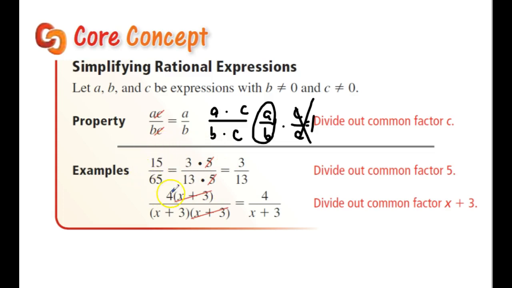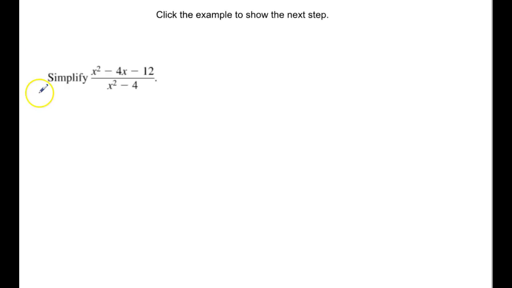We can use this when we're talking about numbers, which we've been doing in math your whole life: I can divide out the common factor. In this first example, my common factor is 5, so I end up with 3 over 13. In the second example, I have 4 times the quantity x plus 3 over the quantity x plus 3 times the quantity x plus 3, so I can get rid of that entire x plus 3. The big thing to think about when simplifying these rational expressions is that if I'm adding or subtracting inside these parentheses, I can't just get rid of one piece of it. I have to look at the entire thing itself. And we'll see this in the next couple of examples.